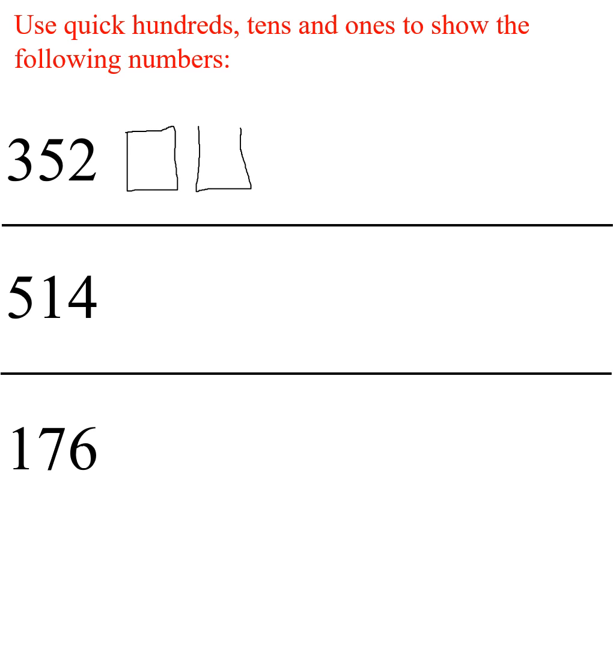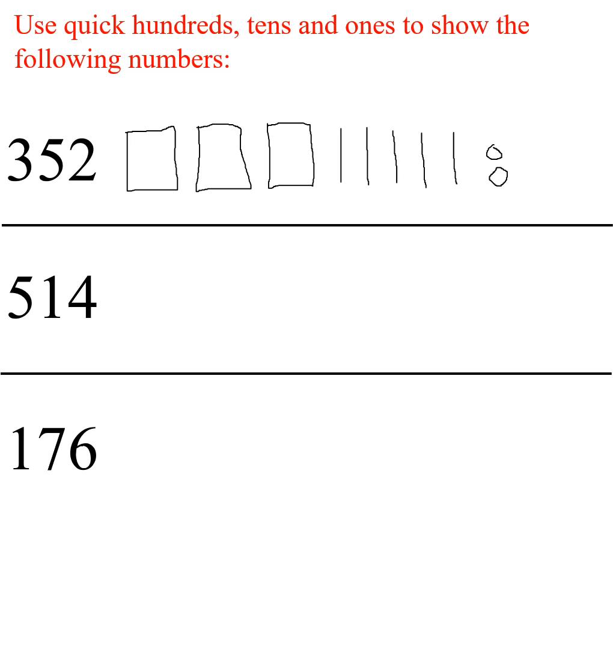1, 2, 3. My 5 is in the tens place, so I need 5 10 sticks. 2, 3, 4, 5. And I need 2 ones. Ones are those circles. I always make sure that I count it when I'm done to make sure I didn't make any mistakes. So 100, 200, 300, 310, 320, 330, 340, 350, 351, 352.